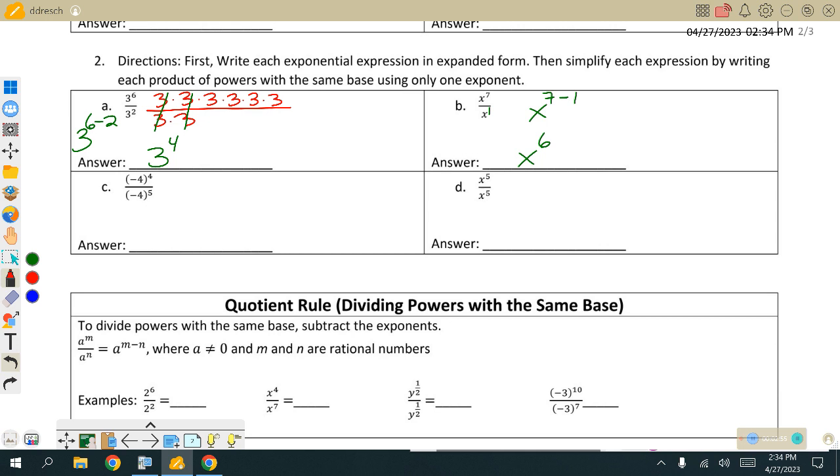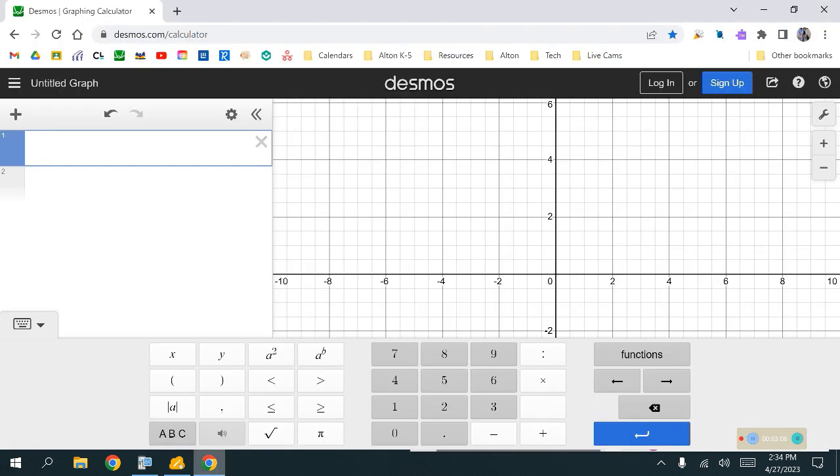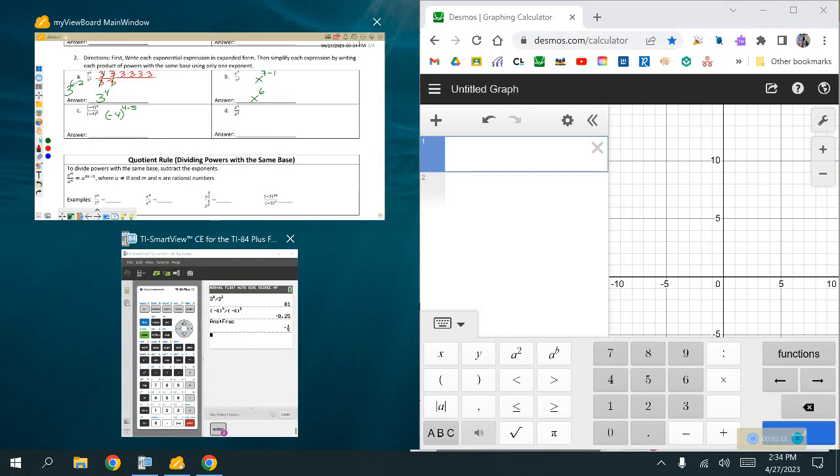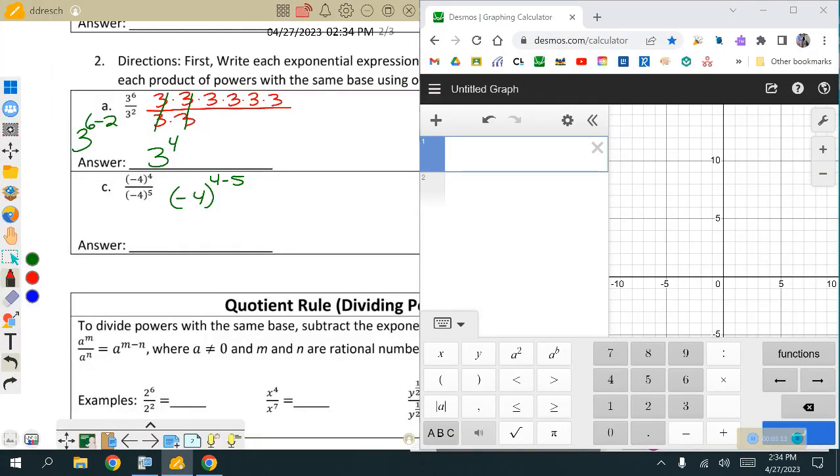Next one, top exponent minus the bottom exponent. We got the same bases of -4. Keep the base, top minus the bottom. Here's where we get in trouble. Top minus the bottom is 4 minus 5. Okay, this is where your calculators come into play. I'm not trying to call anybody out, but we know our arithmetic is not always stellar. So what is 4 minus 5? -1.